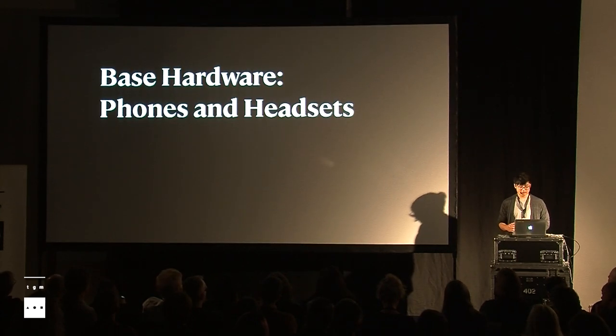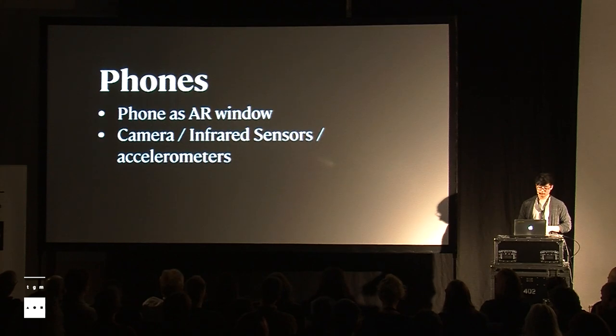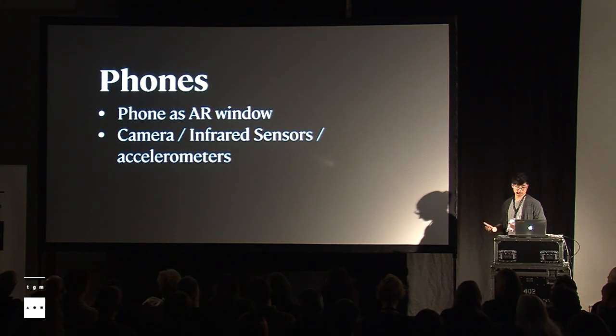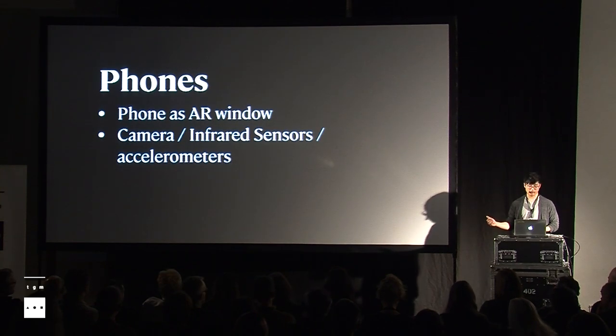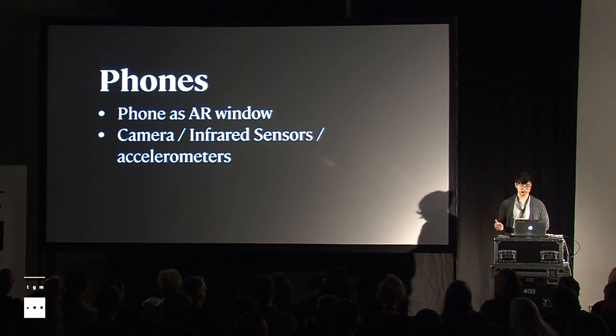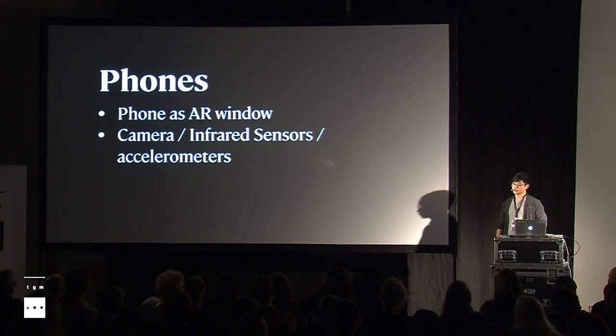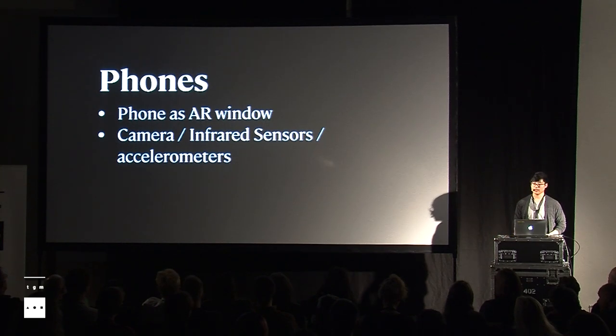So on the hardware side, there's two main categories, phones and headsets. Phones, pretty simple, we're familiar with these. On these, phones are the window to our AR, so we have a very limited view, and we need to hold our phone up and move it around in order to see different things. To do this, phones use a combination of the device camera, infrared sensors actually, and accelerometers to estimate where you will move potentially.